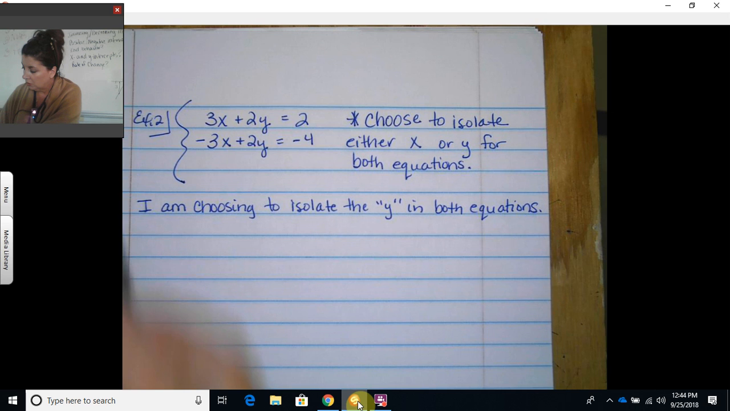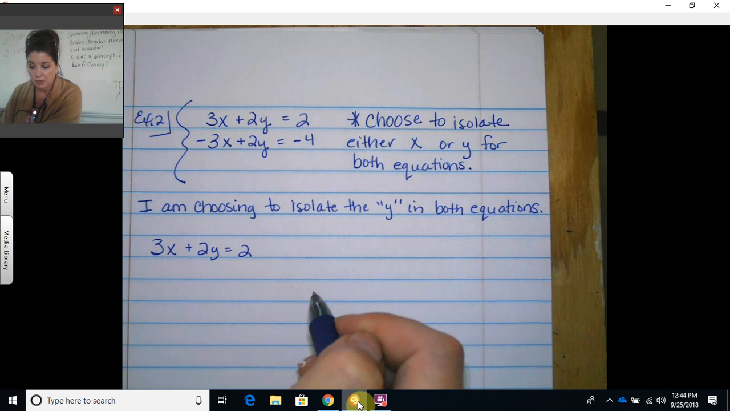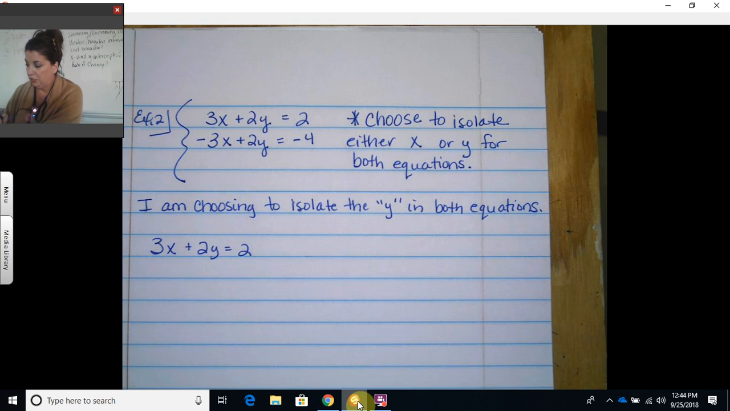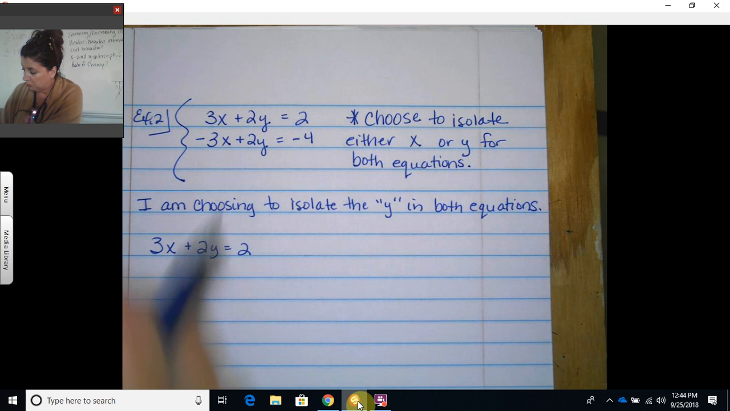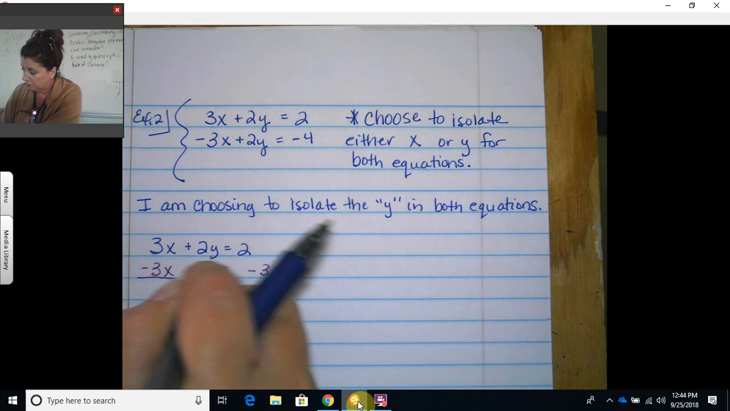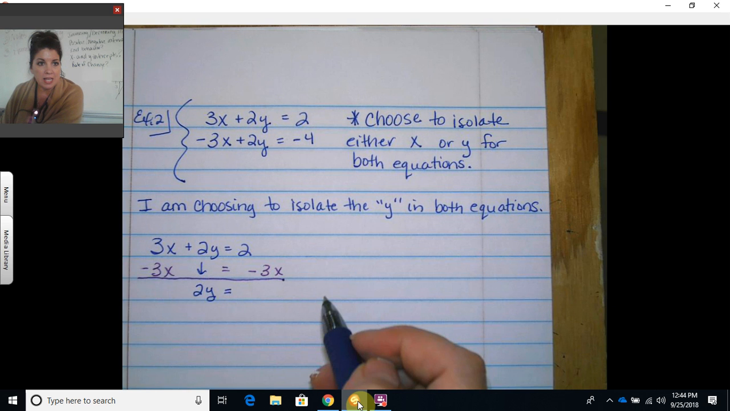So I'll start with my top equation. 3x plus 2y equals 2. And I want to isolate the y. So what would I do first? Subtract 3x from both sides. So 3x minus 3x is 0. Bring down your positive 2y equals, on the right side is 2 minus 3x.